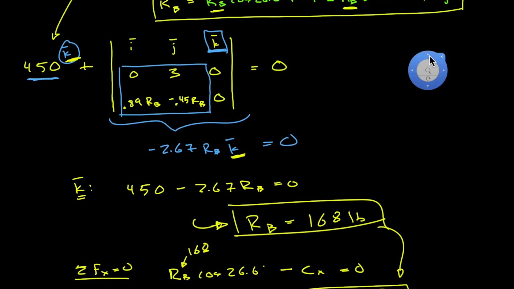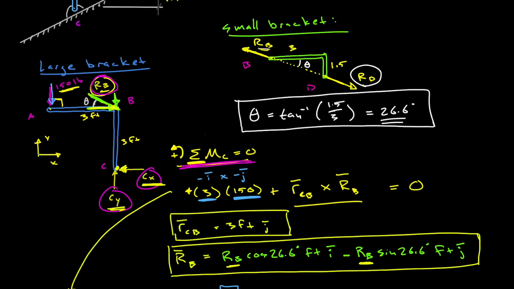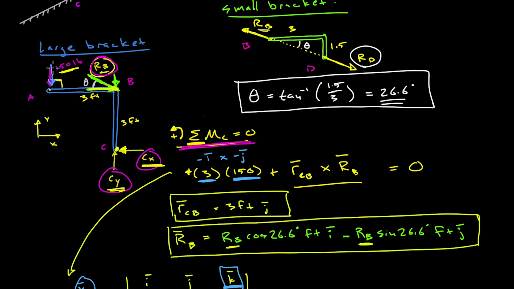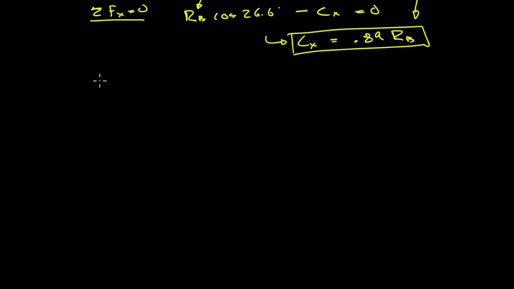If you look at the free body diagram again and sum forces in the y direction, you'll notice that we have 150 pounds straight downward. We have the y component of Rb also downward in the negative direction. And then the only thing preventing this whole bracket from accelerating downward would be the y component at reaction C, so C sub y. So sum of forces in the y direction equals 0.